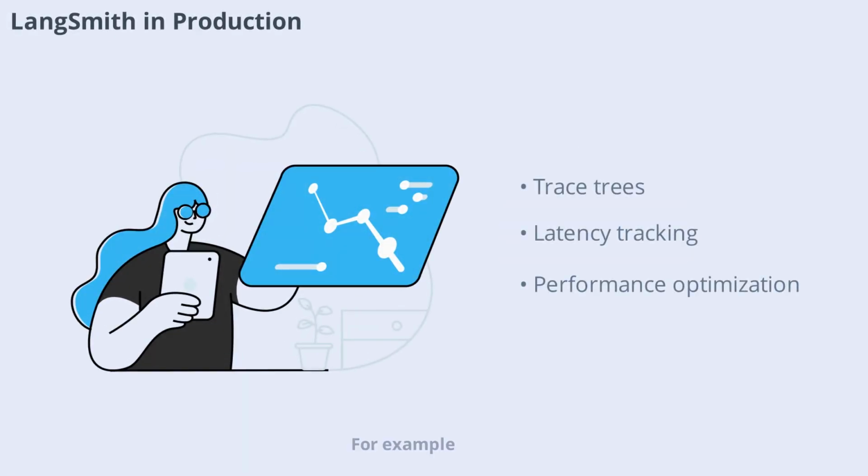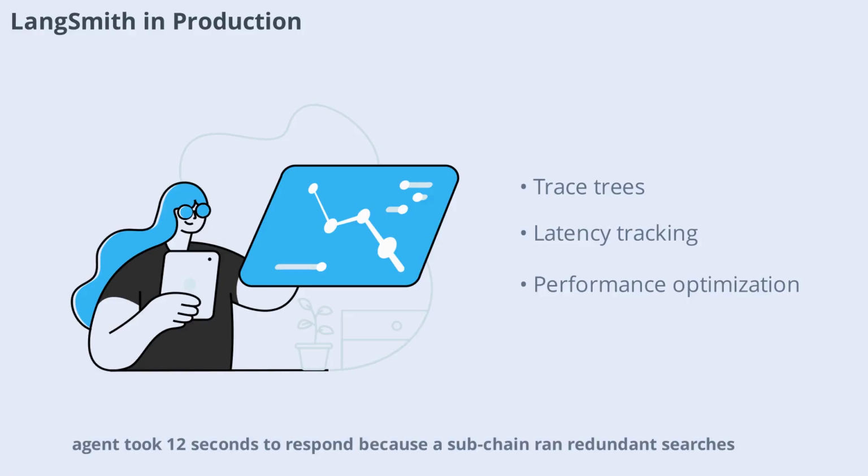For example, an engineering manager might use LangSmith to discover that a chatbot agent took 12 seconds to respond because a subchain ran redundant searches. With this insight, they can optimize the workflow, reducing latency and improving user satisfaction.